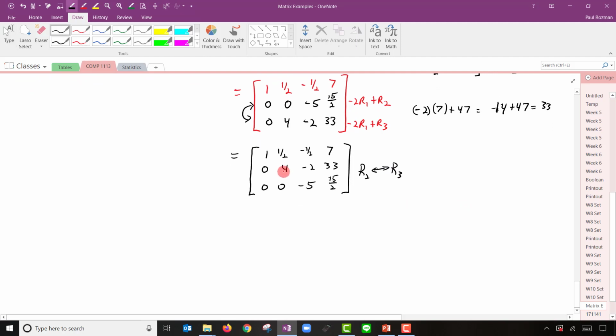Now we can try to get a 1 in that middle position by dividing that row by 4 or by multiplying it by 1/4. I'll leave the other stuff alone. So I'll have -2 over 4, which is -1/2, and 33 over 4. I may regret that I didn't leave this in fourths, that I reduced that fraction, but we'll see. So that was 1/4 times row number 2.